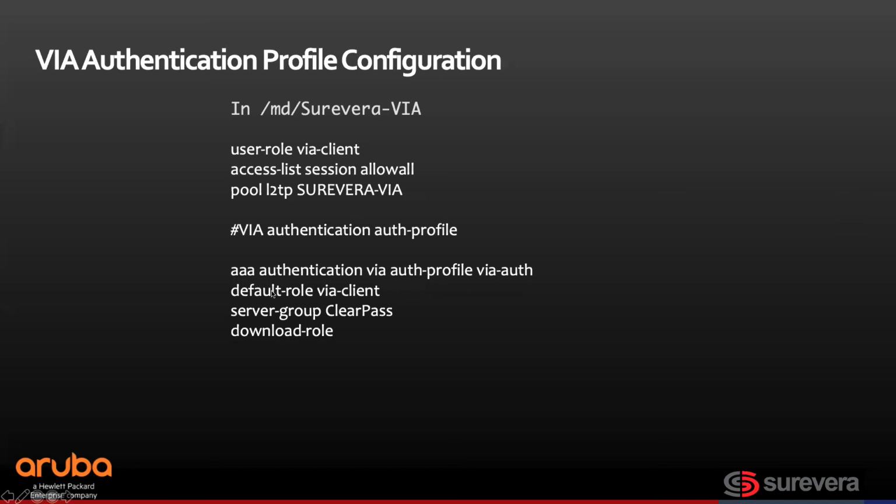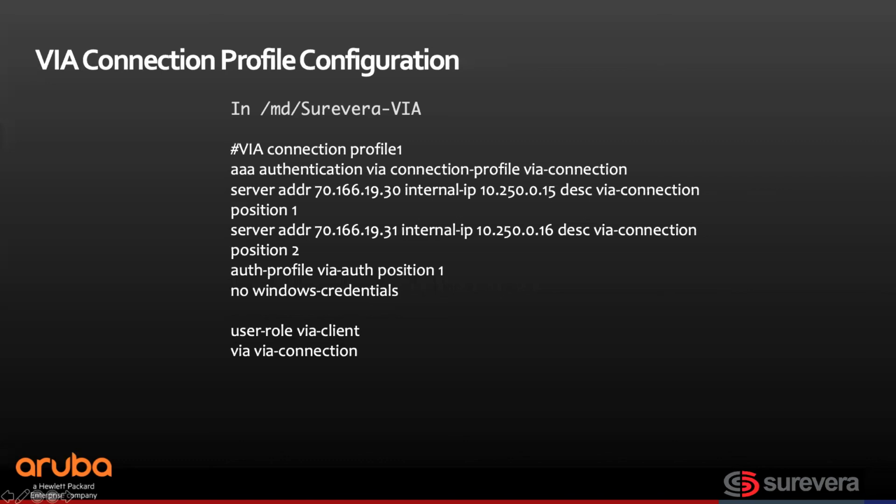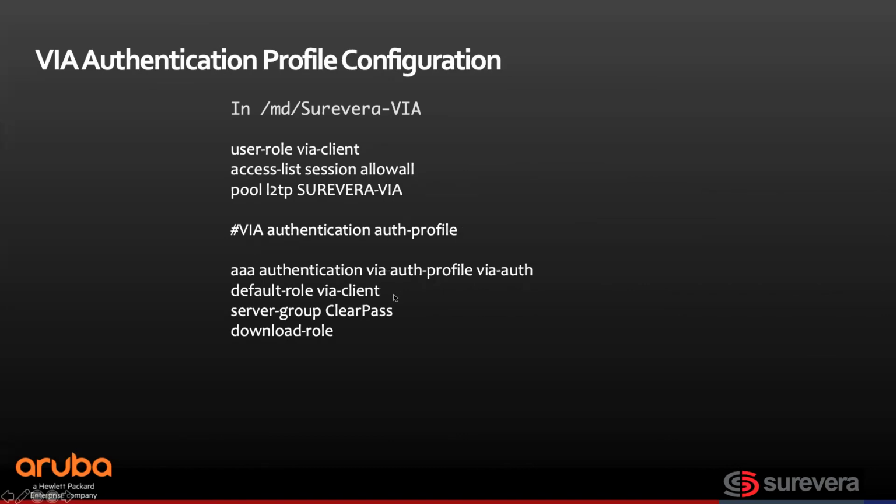We're telling it that the default role is via client, but then we're also allowing it to from ClearPass, because I said server role ClearPass, sorry. Server default role via client, but server group ClearPass. So one good thing to note here is this server group has to be configured outside of what I'm showing here. And a server group is just a group of different radius servers that are able to accept authentication and provide access. So what I did here is I did download role.